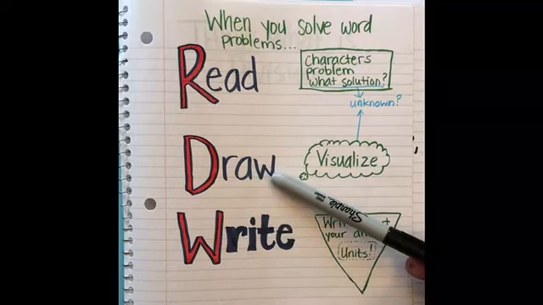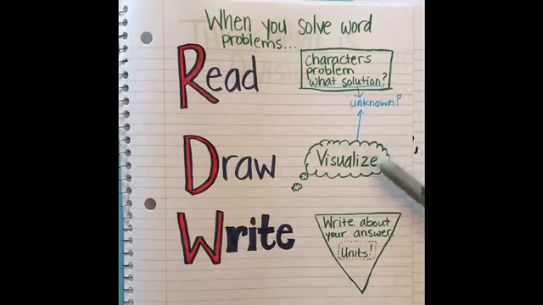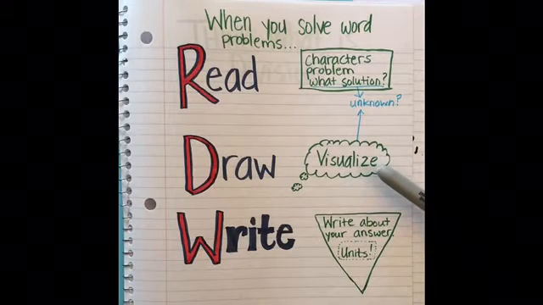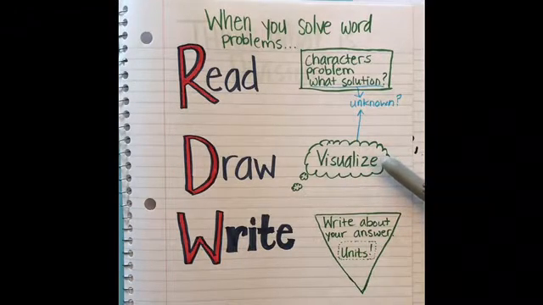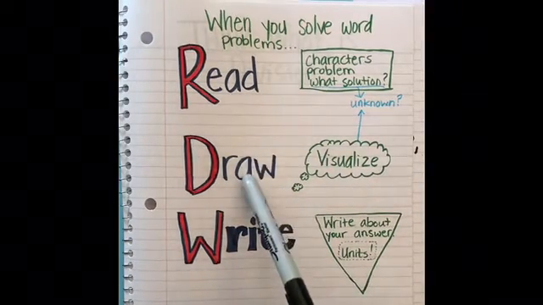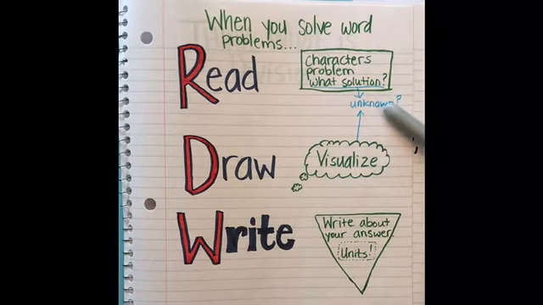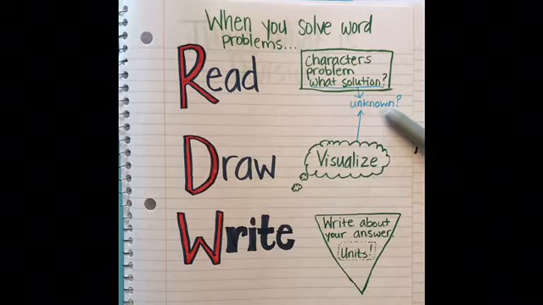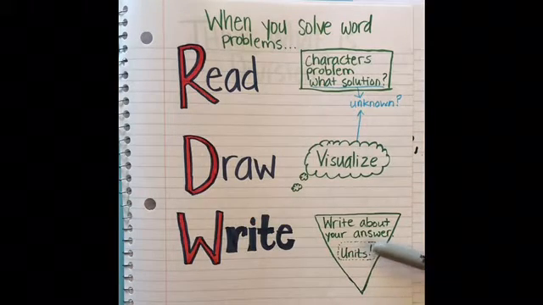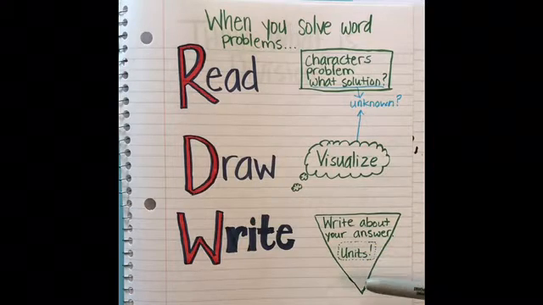So the next step is to draw after you read, and that means that you're going to visualize or picture in your head and on a piece of paper what the problem looks like. This is the part where you're actually going to do your modeling, your tape diagram, your circles and stars, whatever it is that you need to do to figure out what the unknown is and what kind of equation you're going to be using. And then finally, you're going to write. You're going to write your equation and solve for it. And then you're going to write your answer in a complete sentence showing your units.